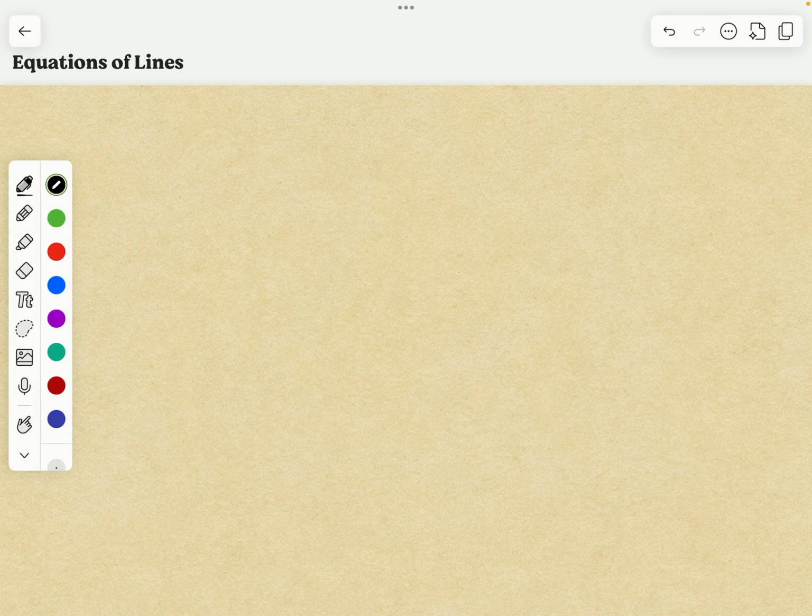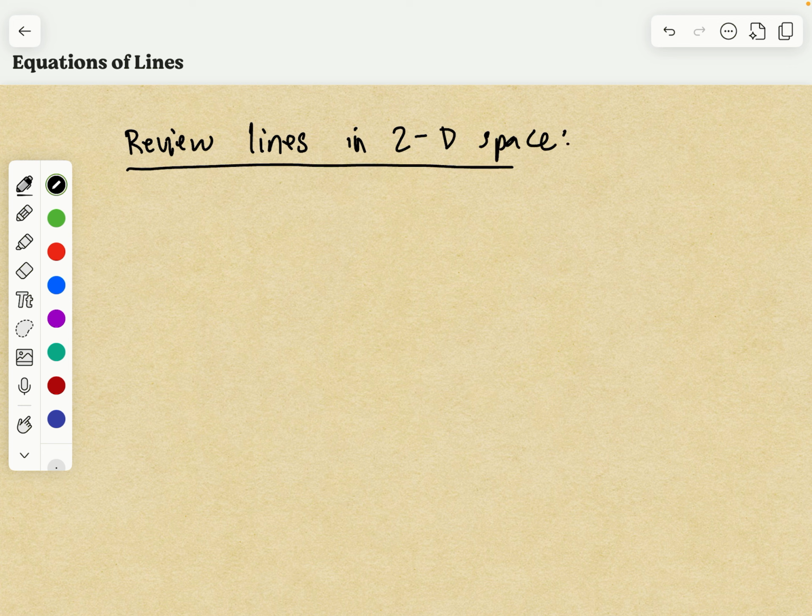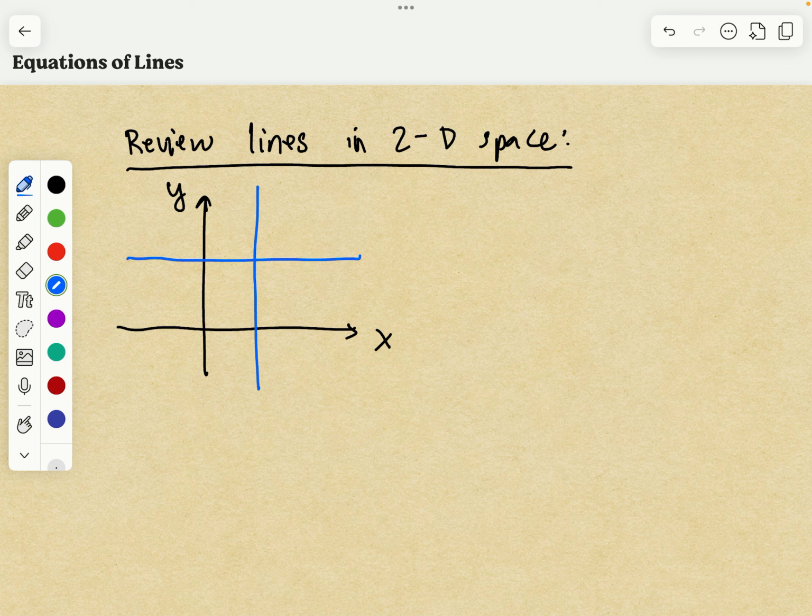In this video, I want to review some things about equations of lines in three-dimensional space. So let's just review lines in two-dimensional space. These are the lines that you're familiar with. Here's the x-axis, here's the y-axis, and then if you have a line, you could have a horizontal line, you could have a vertical line, you can have a line with a positive slope.